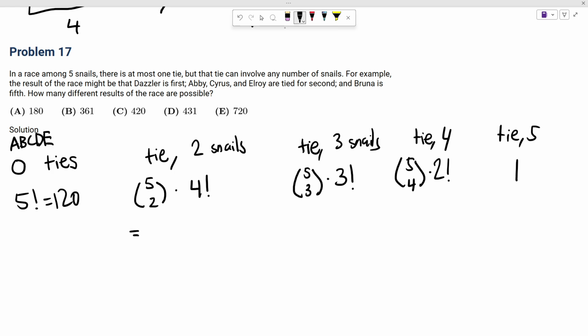So if we calculate these, we can find 5 choose 2 is 10. This is 240. 5 choose 3 is 10. This is 60. 5 choose 4 is 5. This is 10. And this is 1. And now if we add all of these up, 120 plus 240, 360, plus 60 is 420, plus 10 is 430, plus 1 is 431.